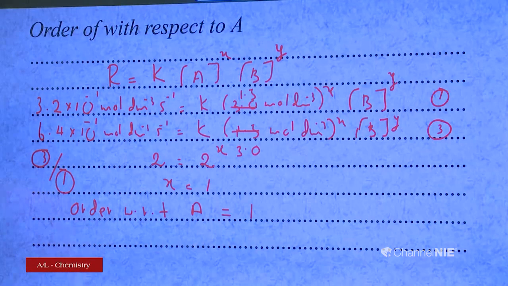So, even in the exam what you have to do is substitute the given data with correct units, you get extra marks for the units, and then think how you simplify these two to find out the order with respect to that particular reactant. So, now we have calculated the order with respect to A, and let us see how you find out the order with respect to B.